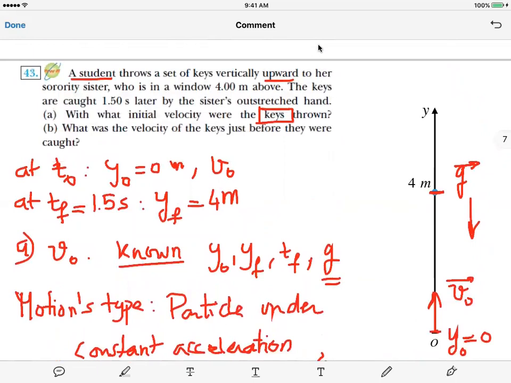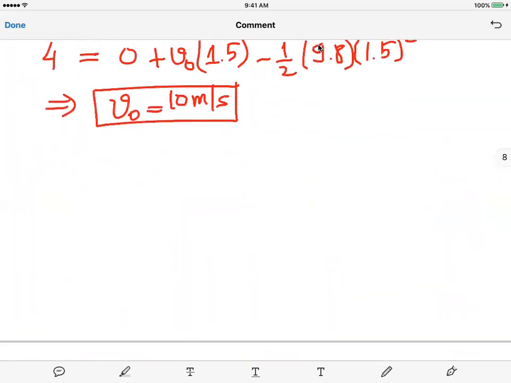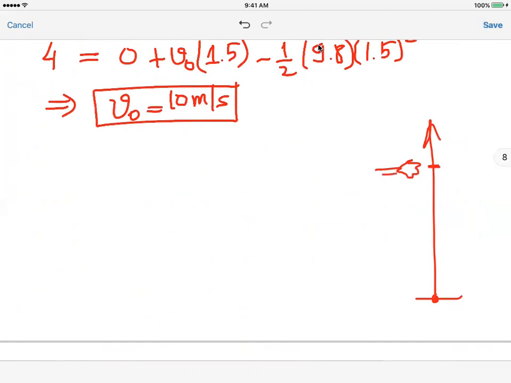The second question was, what was the velocity of the keys just before they were caught? So we are looking for the velocity when the keys were actually caught by the sister. The keys were thrown up at this point, and then at this point they were caught by the hand of the sister, right? So practically, we are looking first of all for v at a given instant t, right? But what is this instant t?